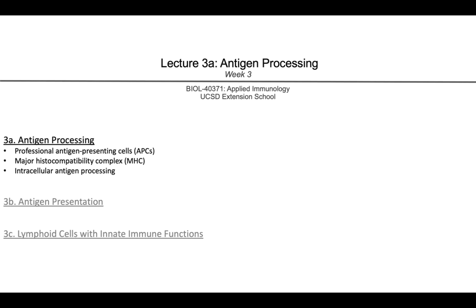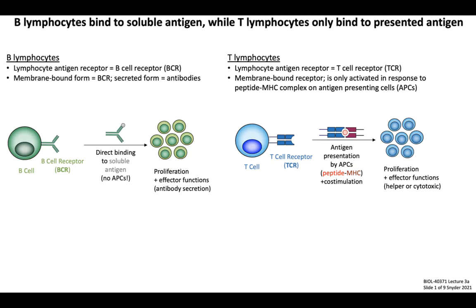We'll briefly cover the different types of professional antigen-presenting cells, or APCs, and the categories of antigen presentation molecules used by APCs, which are called major histocompatibility complexes, or MHC. And lastly, we will discuss the intracellular processes that allow APCs to chop up a pathogen into pieces that can then be recognized by the adaptive immune system.